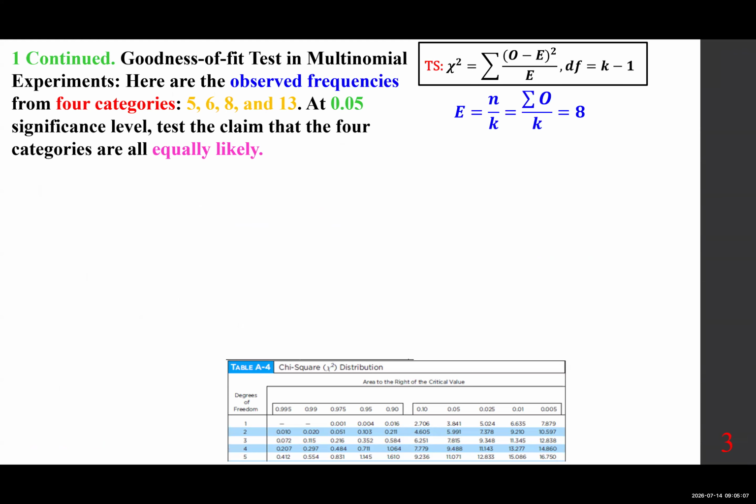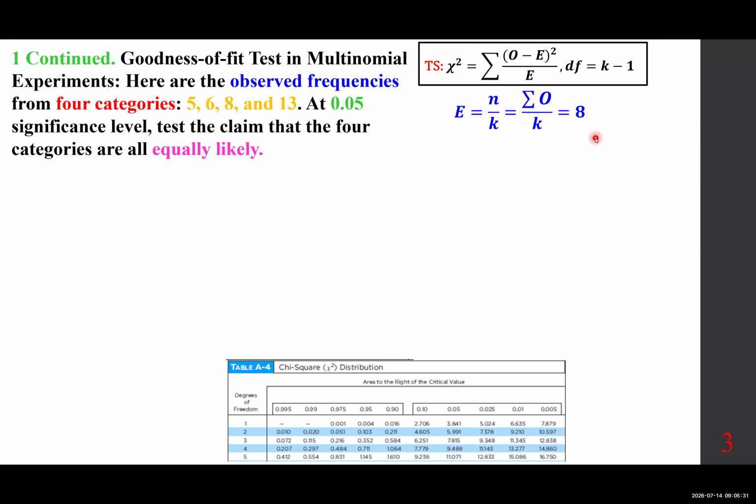All right, now we're going to continue on that thought. Again, I want to remind you that here's the test statistic, chi-squared, the summation of O minus E quantity squared over E. Degrees of freedom is K minus 1. K is the number of categories, and E is N over K, or summation of O over K. And we found this to be 8 from our early calculation.